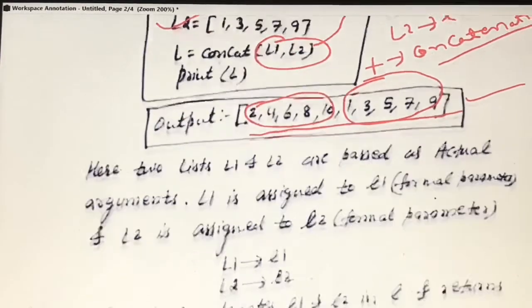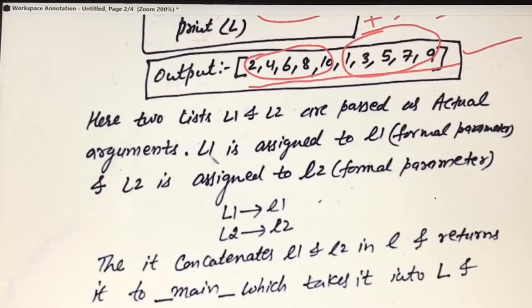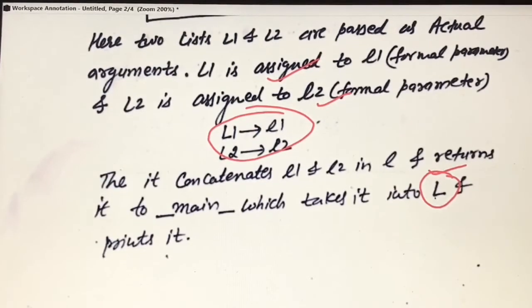Here is some explanation of this. Two lists L1 and L2 are passed as actual arguments. L1 is assigned to L1 and L2 is assigned to L2, as we have already discussed. Then L1 and L2 get concatenated and the result is returned in L, and it is printed in the main function. So in this way we can pass the list and handle the list in a function.